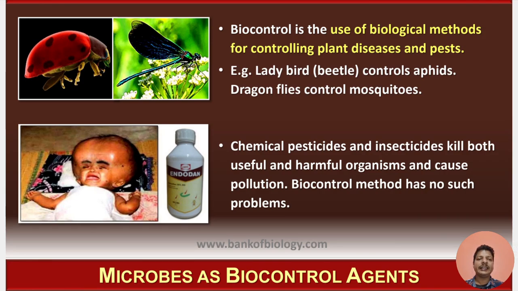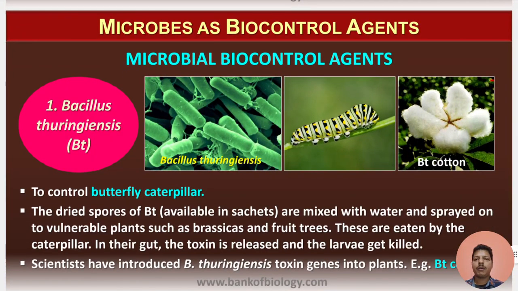Chemical pesticides and insecticides kill both useful and harmful organisms and cause pollution. Biocontrol methods have no such problems. First of all, the agents: first, Bacillus thuringiensis, shortly called BT, to control butterfly caterpillars.